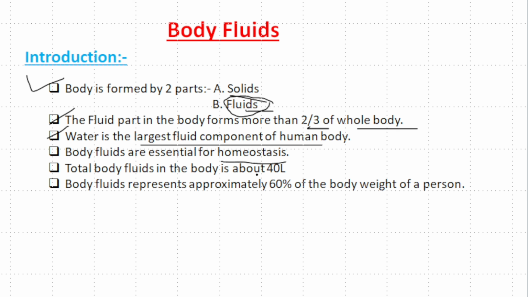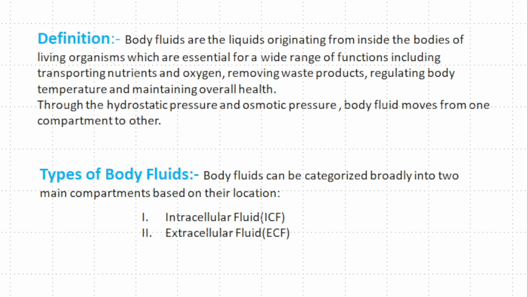Body fluids are essential for homeostasis. Total body fluid in the body is about 40 liters. Body fluid represents approximately 60% of the total body weight of a person. Then in the next slide, first, what is its definition?